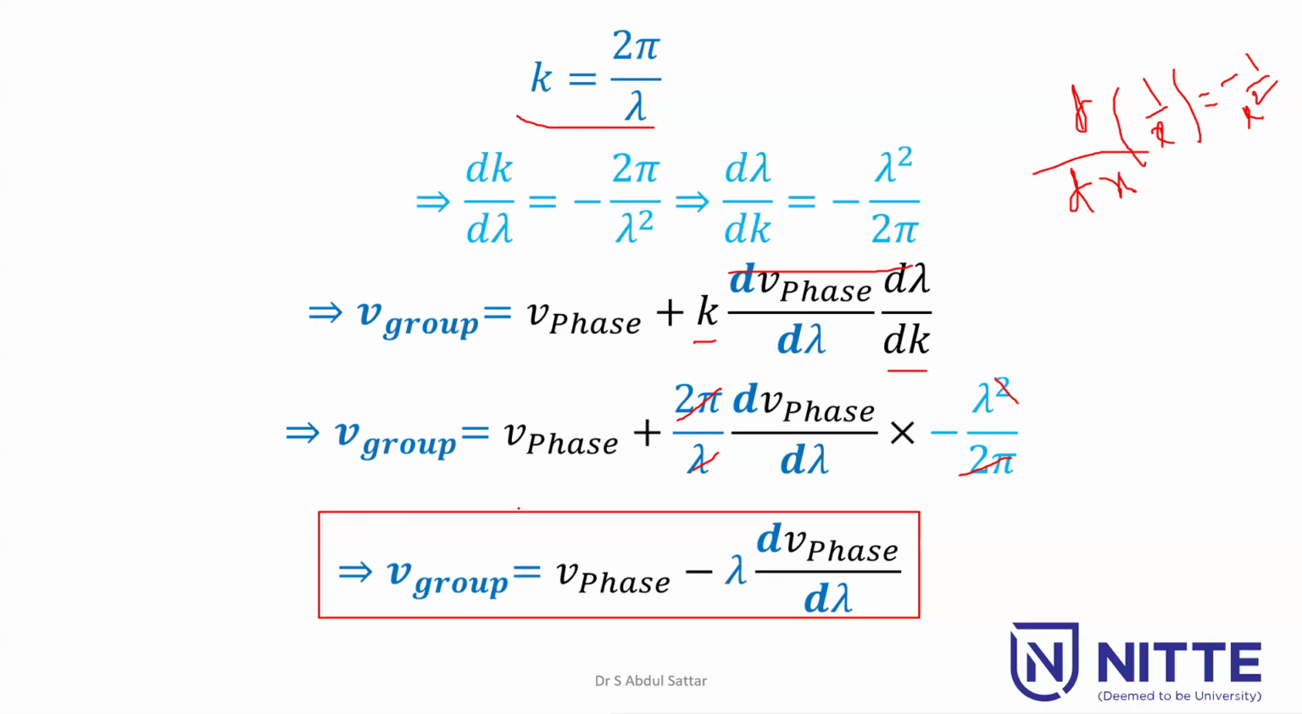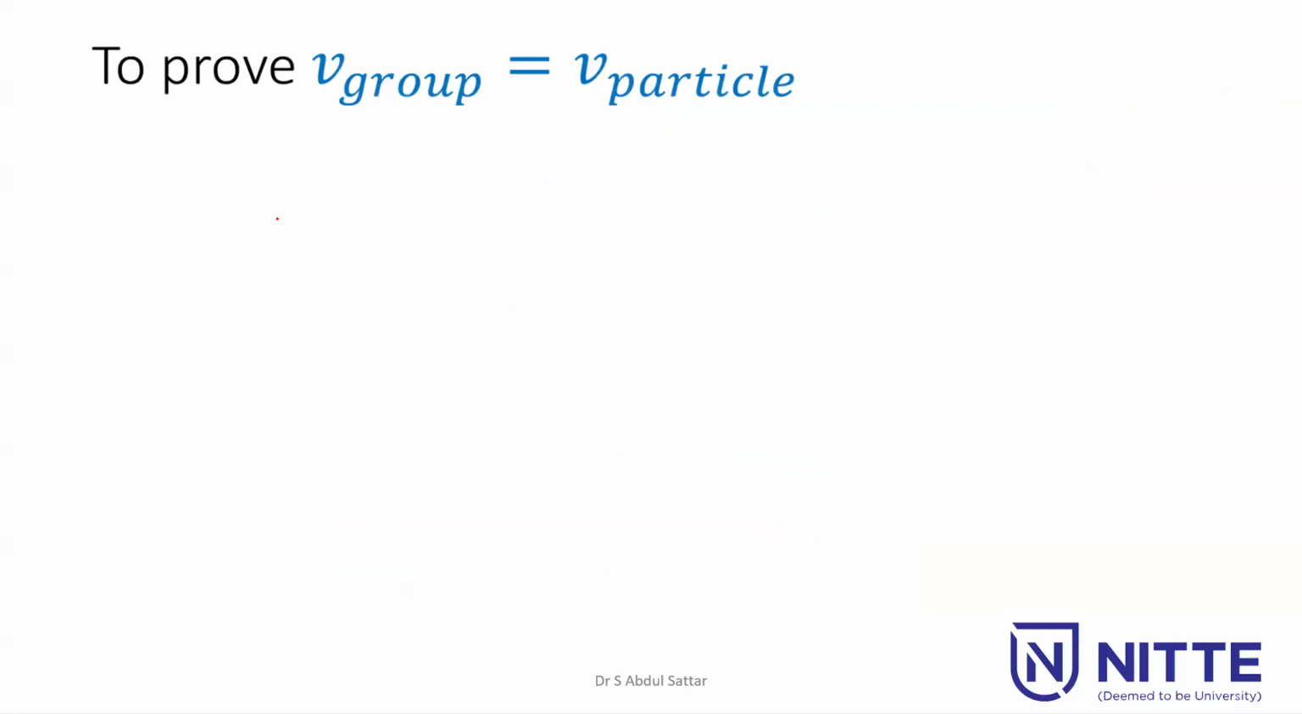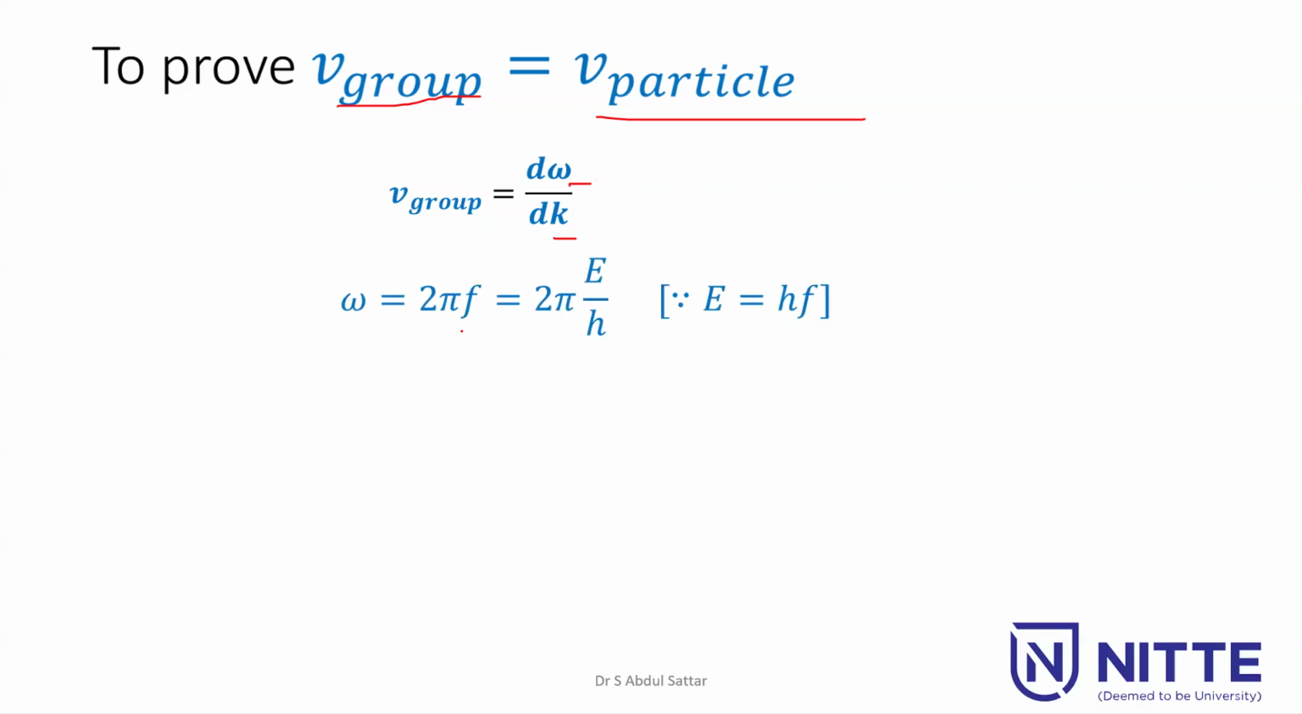Okay, and next we are going to prove that group velocity is equal to particle velocity. So now we are going to prove V group, that is group velocity, is equal to particle velocity. We already defined V group equal to d omega by dk. Omega is the angular frequency, k is the wave vector or wave number. This is 2 pi by lambda, this is 2 pi nu, that is 2 pi f, where f is the frequency. So we can write omega equal to 2 pi into f.